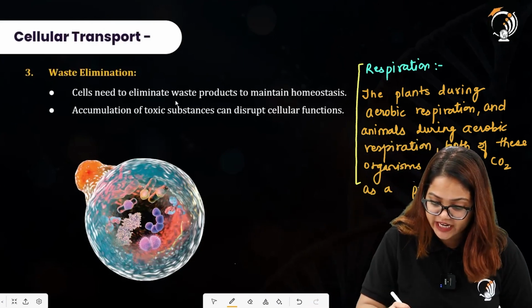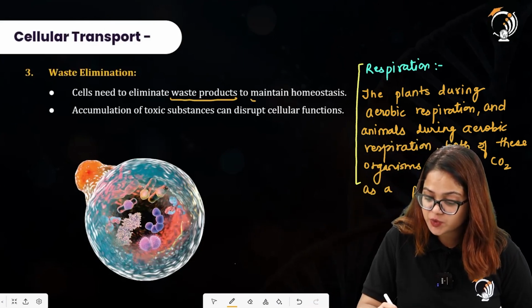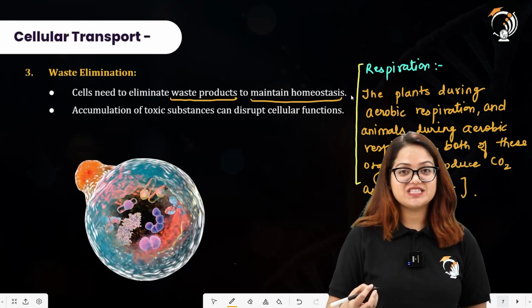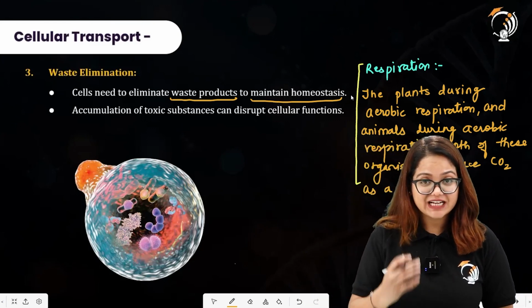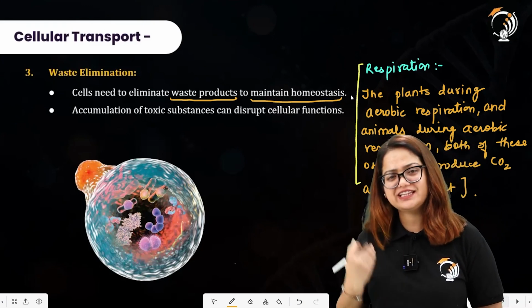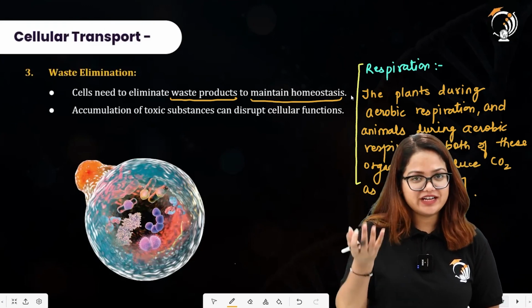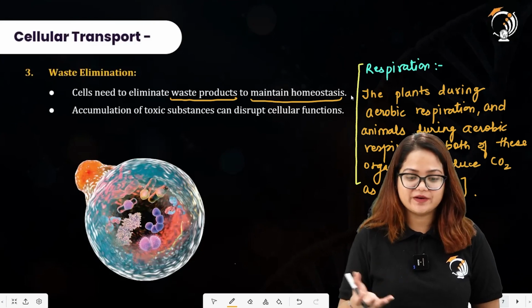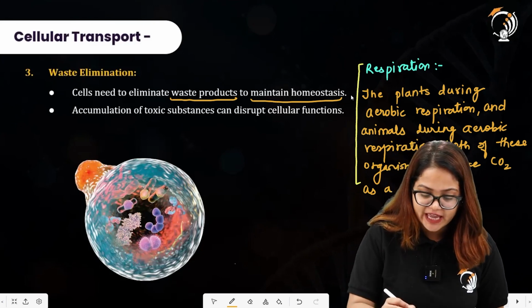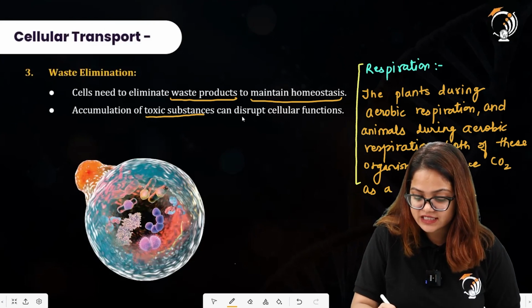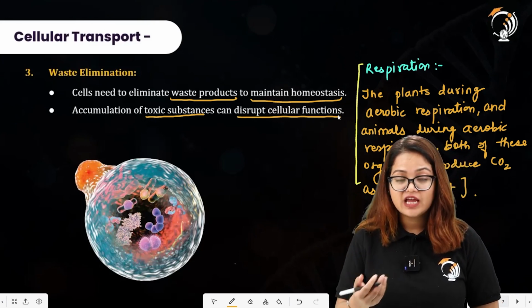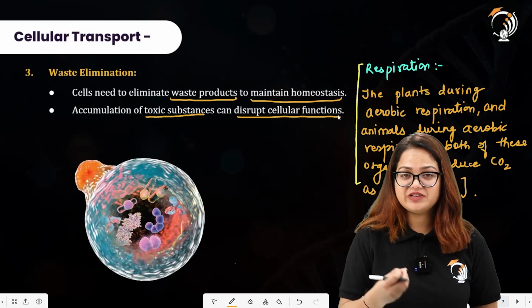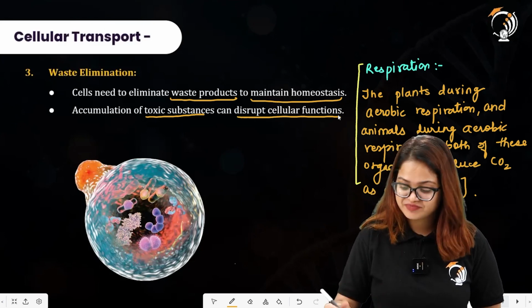The cell needs to eliminate waste products to maintain homeostasis, or you can say to maintain an internal body environment. That is why there is a need to eliminate these wastes out from the cell. We do not require these waste materials. Accumulation of these substances can disrupt the cellular functions. This is the second reason for which we need to eliminate the waste out from the cell.